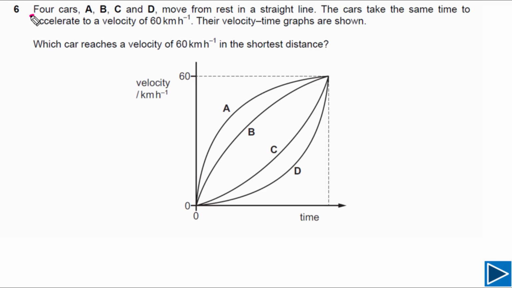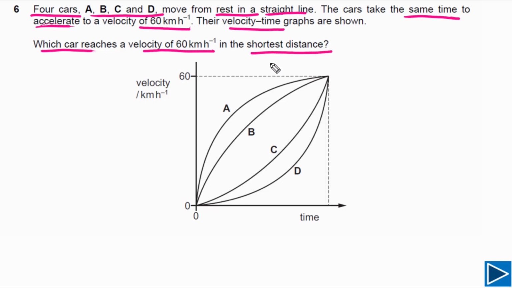For question 6, it is given there are 4 cars A, B, C and D. They move from rest in a straight line. Cars take the same time to accelerate to a velocity of 60 kilometers per hour. The VT graph is shown in this figure. We need to find out which car reaches a velocity of 60 kilometers per hour in the shortest time. That is the main thing.